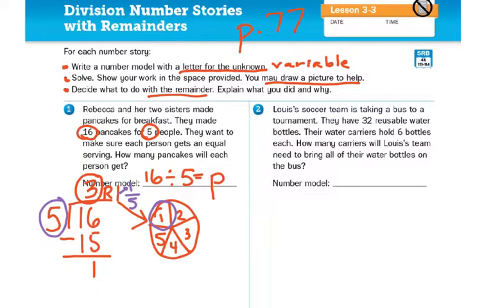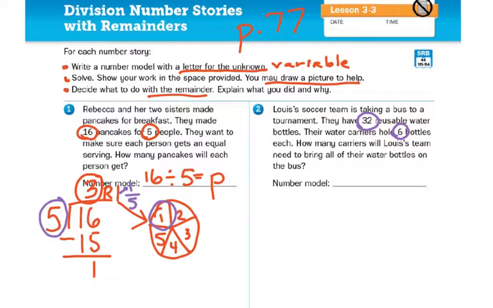Let's go back to question number 2. Lewis's soccer team is taking a bus to a tournament. They have 32, and I would circle that. I would get into the habit of circling important information. 32 reusable bottles. Their water carriers hold 6 bottles each. How many carriers will Luis's team need to bring all of their water bottles on the bus? Remember that they don't want to leave any water bottles behind, okay?